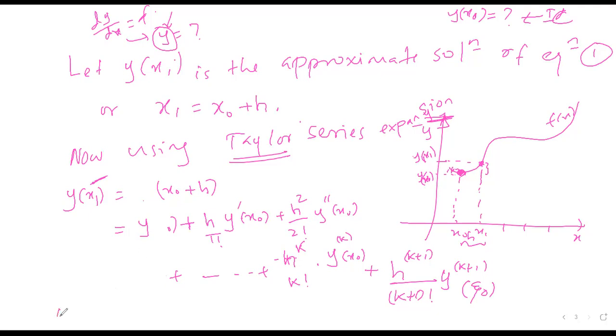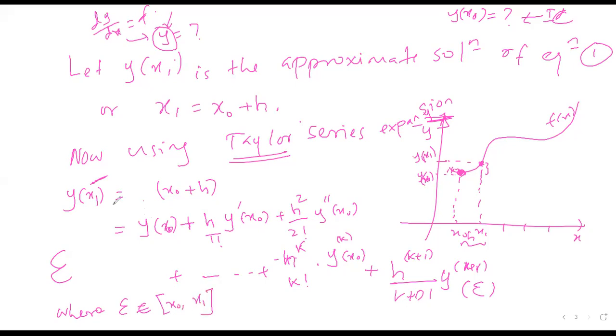So this is actually our Taylor series, where this epsilon, you can write it like this, no need to write the psi. This will be epsilon, k plus 1 epsilon, which lies between x naught and x1.